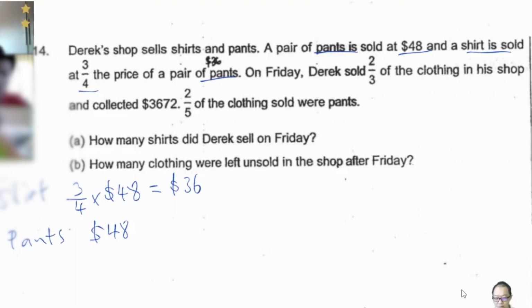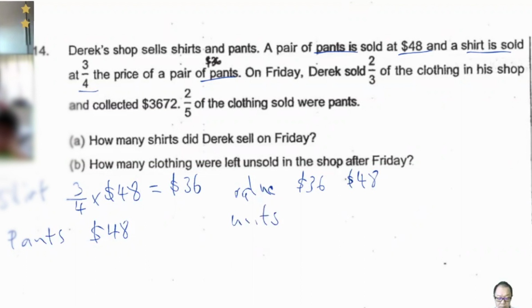So we have the value of shirt, which is 36, and pants, that is 48. We have the units. What's the units? 2 out of 5, 2 of the clothing were pants. So this is 2 units, and this is 3 units. Value and units question, you must find the rule. How to find the rule? You multiply.